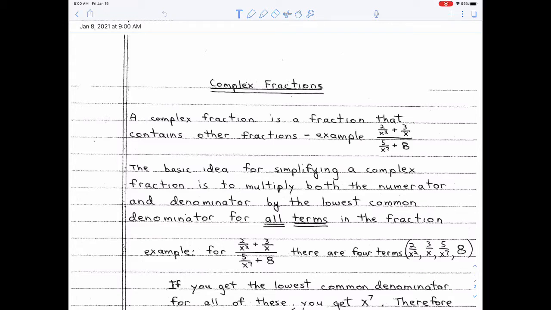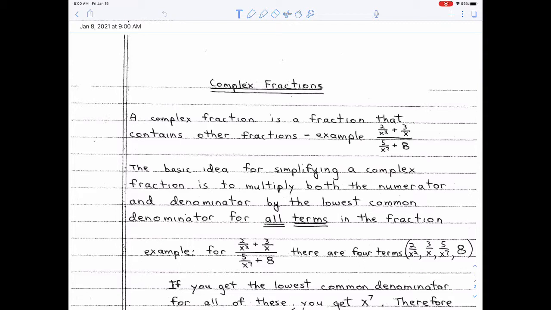Here's the basic idea. I'm just going to go through it, and then in the next file, we'll actually go through more examples. But what you're going to do is multiply the top, the numerator, and the bottom, the denominator, by the lowest common denominator. Now, you have to find the lowest common denominator for all the terms.